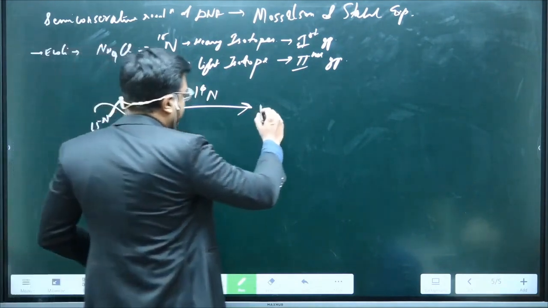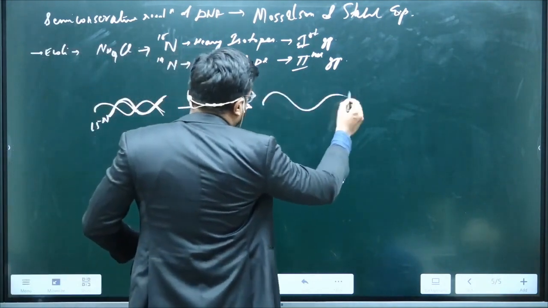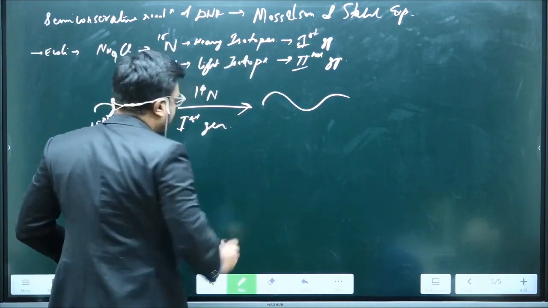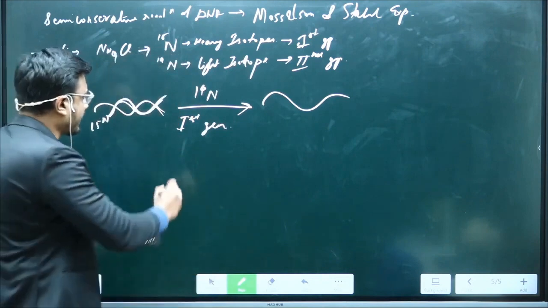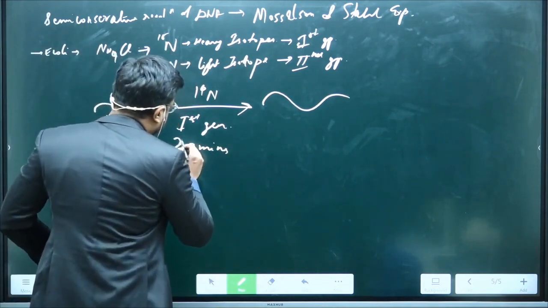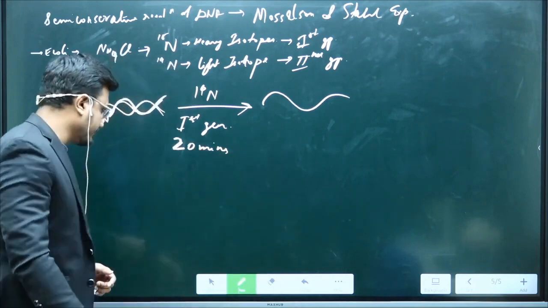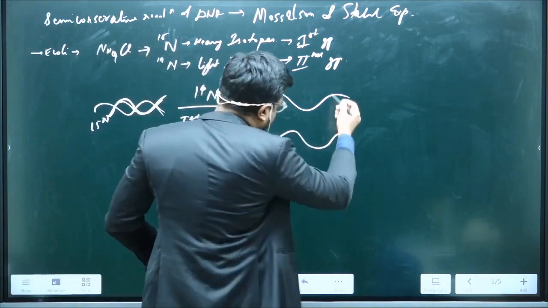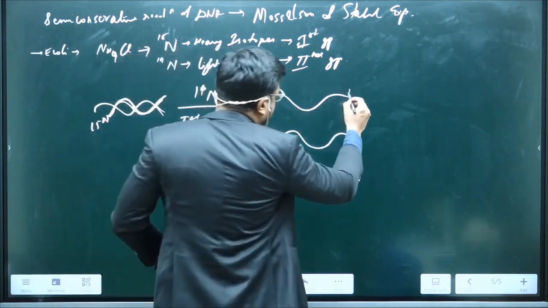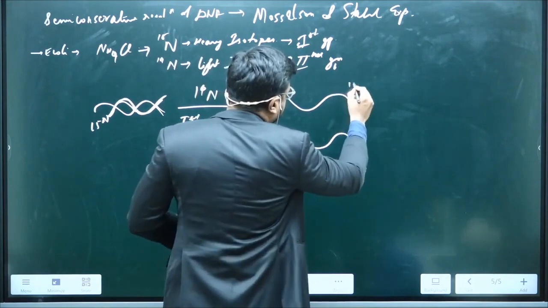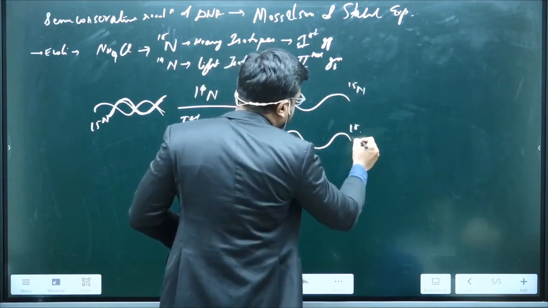So what happened is that this is the first generation. One generation of the E. coli takes place in 20 minutes. So E. coli takes 20 minutes to produce one generation of cells. So here we have the parent heavy strands. This is the heavy strand here, that is represented by the 15N, and this is also 15N.